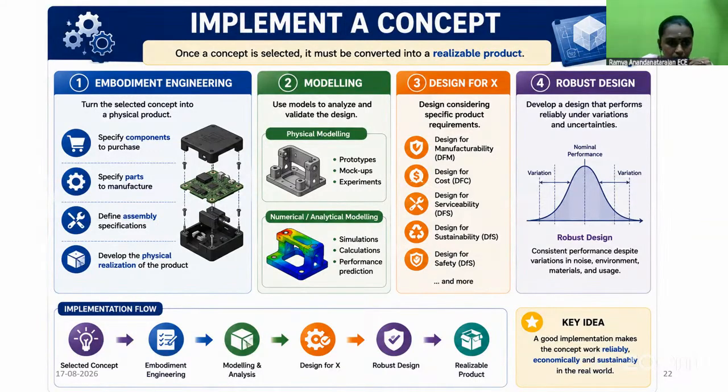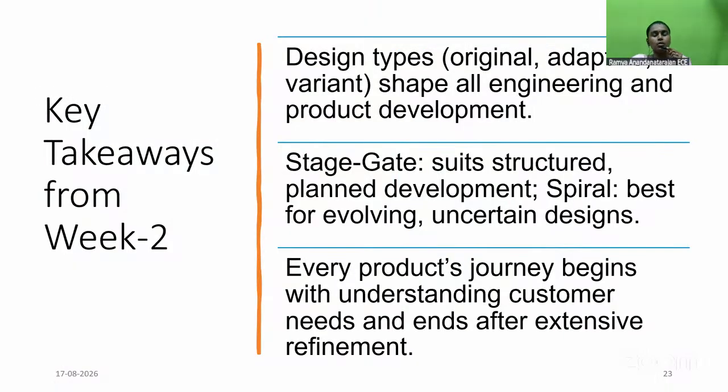So the implementation flow is listed here. You selected a concept, then you gave embodiment for it, then you did modeling and analysis. After that, you designed for various requirements, then robust design. After that, you get the realizable product. So what is the key idea here? A good implementation makes the concept work reliably, economically, and sustainably in the real world. So with this, week 2 is over.